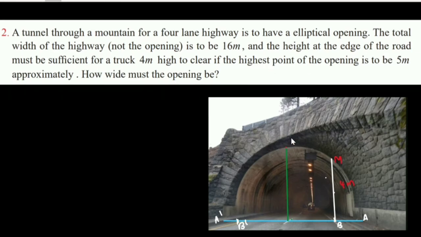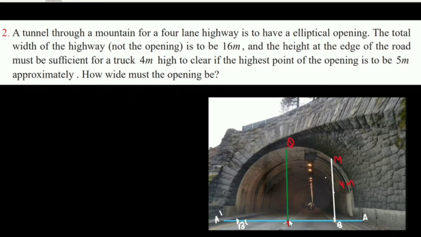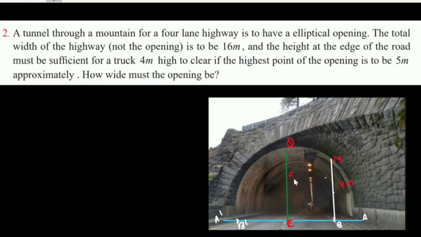And this is the highest point. If we name this P and this Q, then PQ is the highest point. The center of the ellipse will have the highest point. So P is the center of the ellipse, we take it as C. C is the center of the ellipse, and Q is the highest point. So CQ is equal to 5 meters.